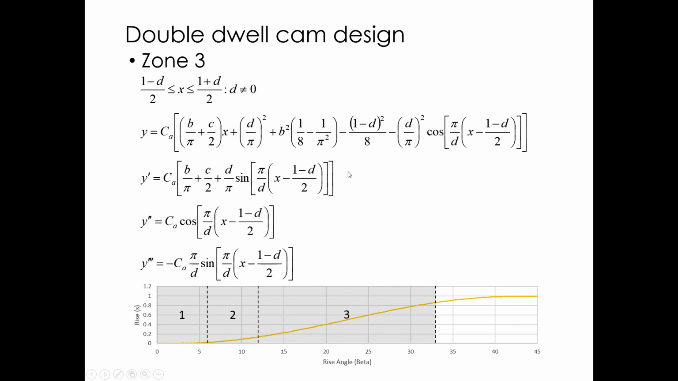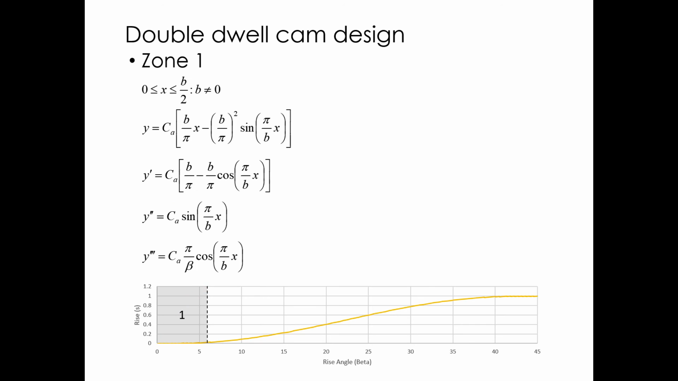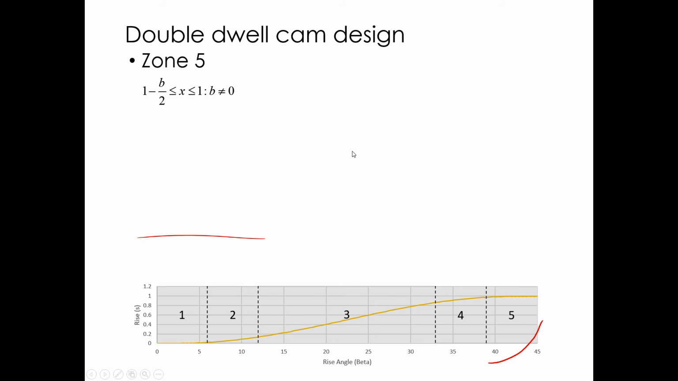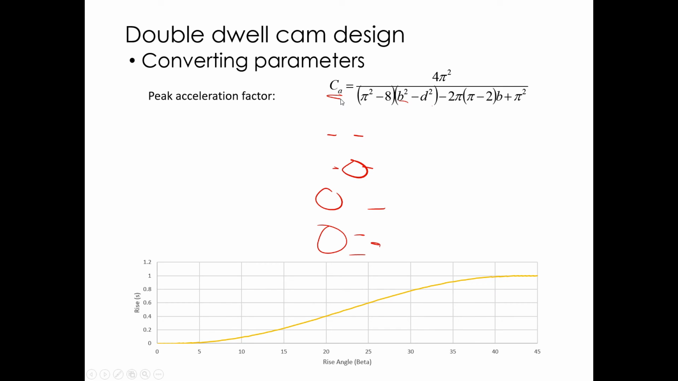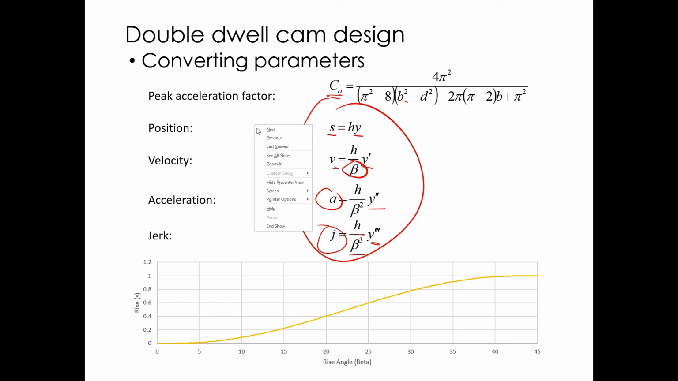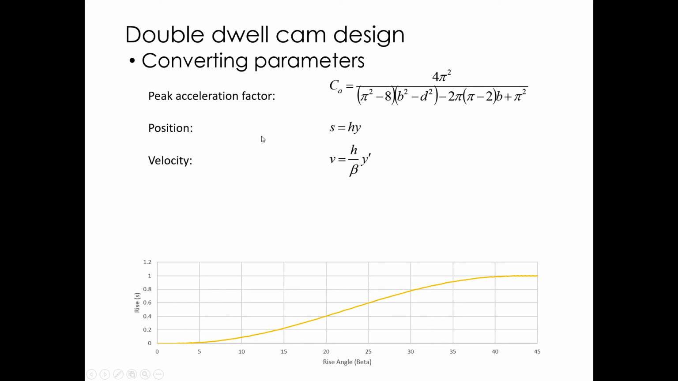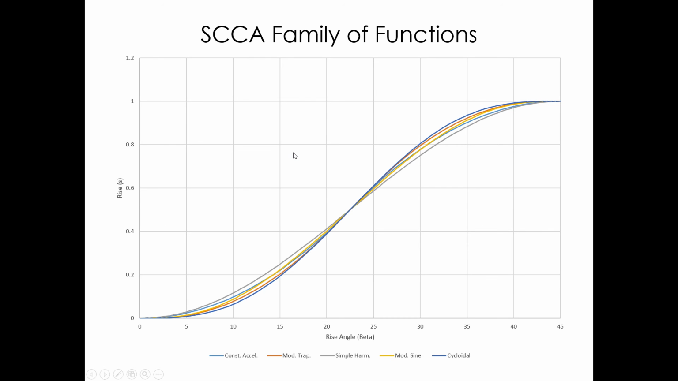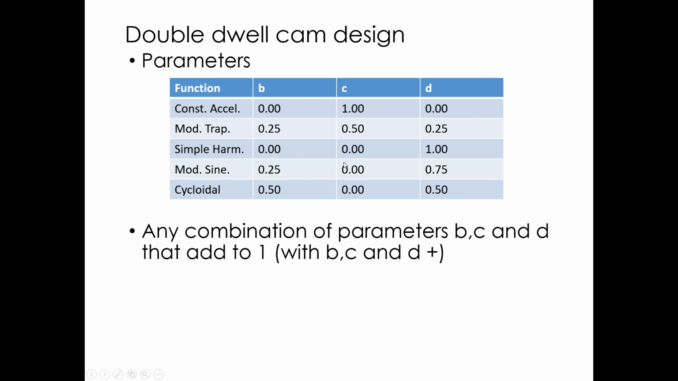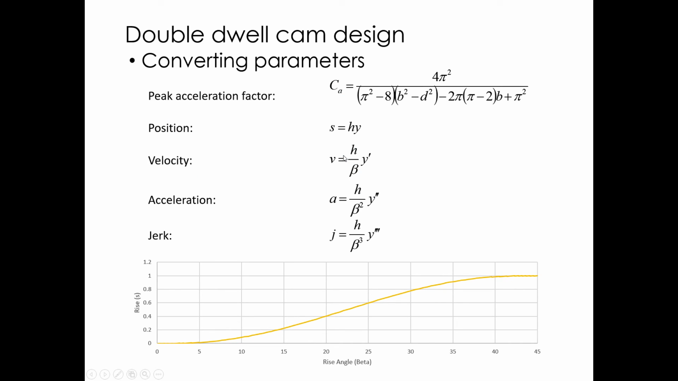So I do this piecewise. I start in zone 1. I write the equations for y prime, y prime prime, y prime prime prime. Then use the equation for CA and these to get them into the true position, velocity, acceleration, and jerk. Repeat that for all zones, and I can build a spreadsheet that lets me model pretty well any cam profile I want. So all I have to do to get the different kinds of cam profiles is get rid of some of these zones.